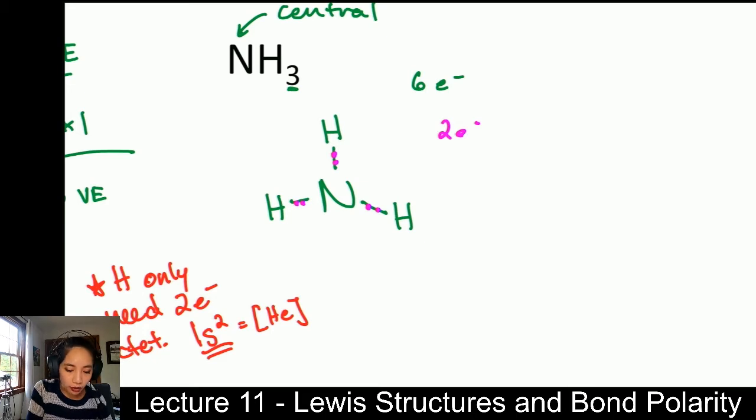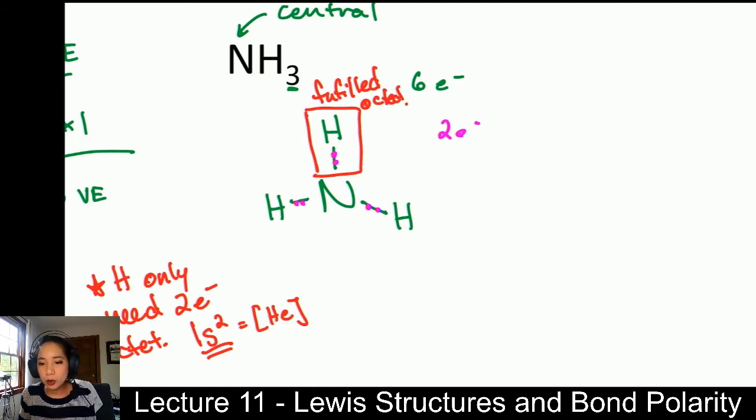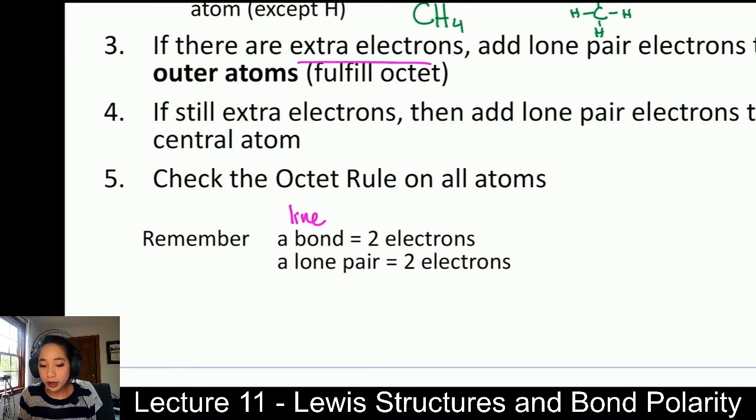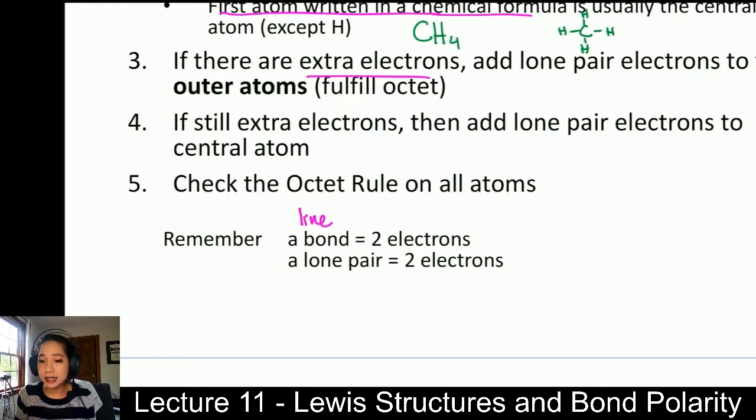So if you see all these hydrogens here, because these bonds that we formed, hydrogen and nitrogen, are sharing electrons, each of these hydrogens has a fulfilled octet. As written, hydrogen doesn't need any more electrons. Okay, all 3 of them. So if we look at step 3, it says extra electrons should go on as lone pairs on the outer atoms, because hydrogen doesn't need any more electrons, we're not going to place them on hydrogen. Those hydrogens are all good there. So we have to move on to the 4th step to place those 2 extra electrons we have.